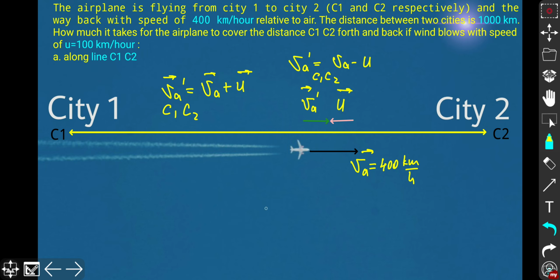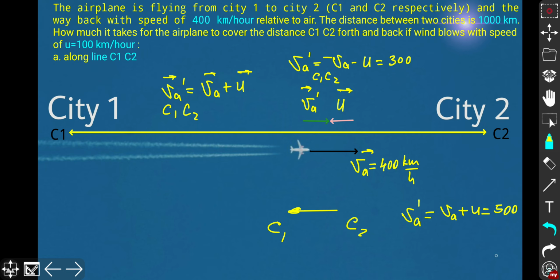If it goes the way back from C2 to C1, the resultant velocity of the airplane relative to the ground, relative to the surface of the Earth, is going to be VA plus U in that case. Of course, it's going to be greater. So let's calculate real quick. The relative value is going to be 400 minus 100, which is 300 in the first case, and the resultant velocity in case 2 is going to be 500.